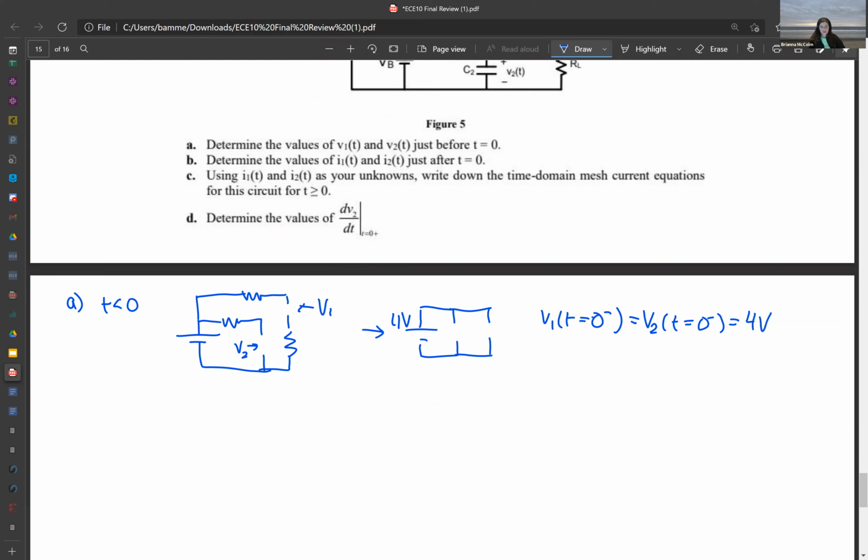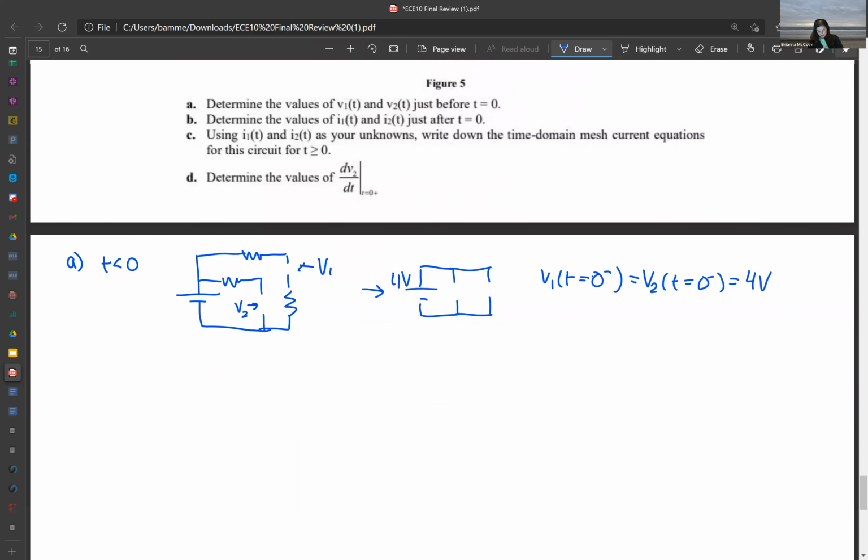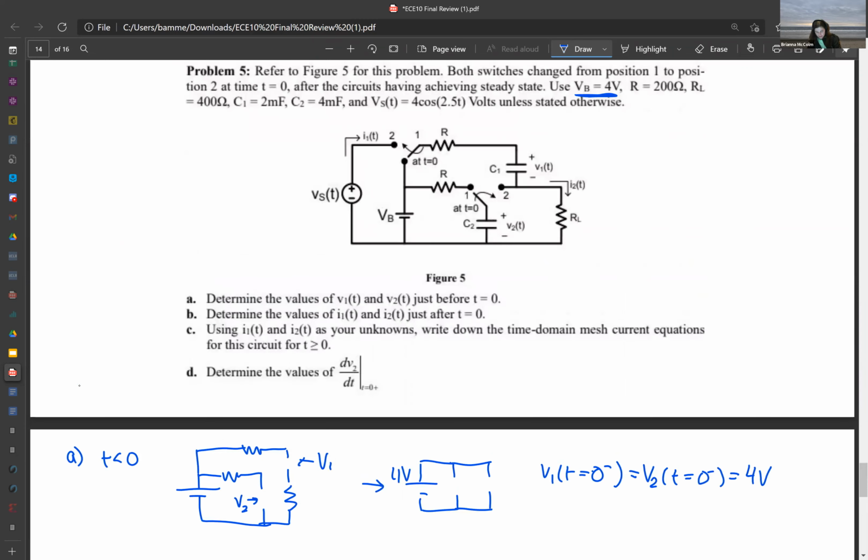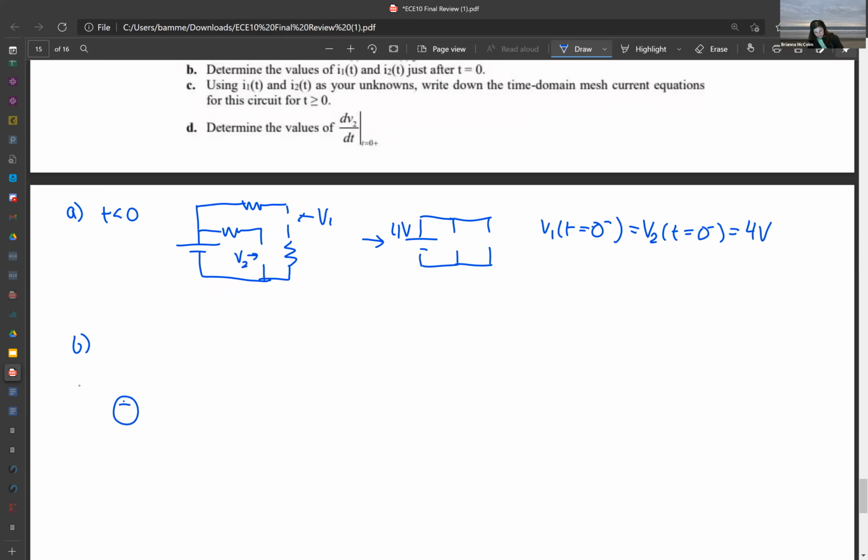Okay, so that's all you had to do for part A. Just realize that key realization, there's no current flowing here, so the resistors aren't going to do anything. Now, just after t equals 0, we have a very different circuit. The switches have moved. So you have a connection here and a connection here.